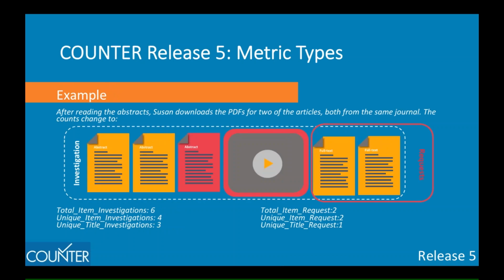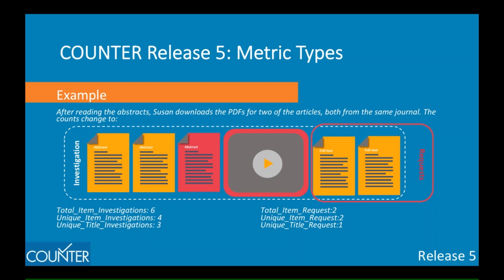After reading the abstracts, Susan downloads the PDFs for 2 of the articles, both from the same journal. The counts change too. She read the abstracts of the same journal title, and then decided to download 2 full text articles. So overall, total item investigations will be 6. Basically, if you count each element in the picture, you'll see 6 elements. Unique item investigations will be 4. The reason is that the full text article and abstract you see in yellow come from the same content. Therefore, each yellow will count 1, right? So we'll have 4 unique item investigations.